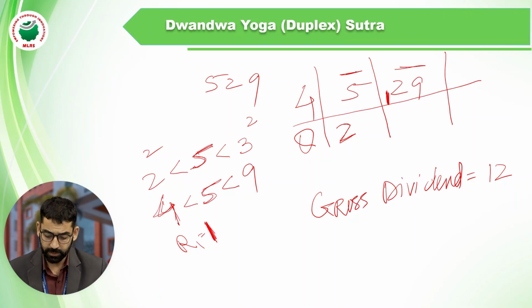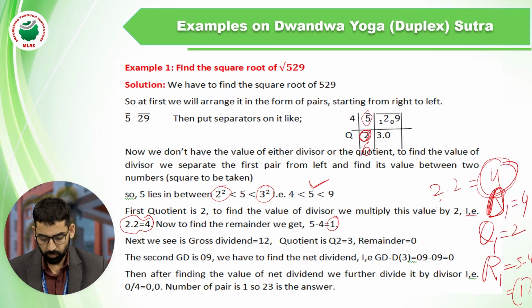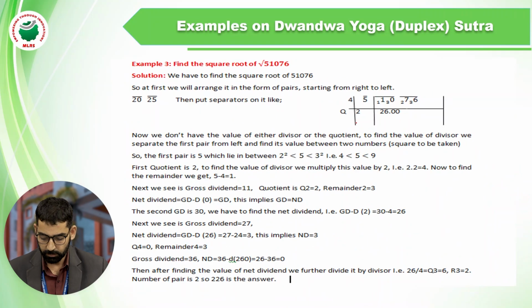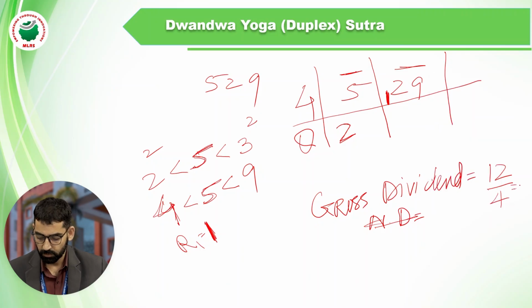After we find the gross dividend, we find the net dividend. What is net dividend? I will discuss it later. So what is the next thing? The next thing is we have the gross dividend as 12. Here is the gross dividend, which is 12. So what we do next is we divide this gross dividend again by this divisor, which is 12 by 4. 12 by 4 equals 3.